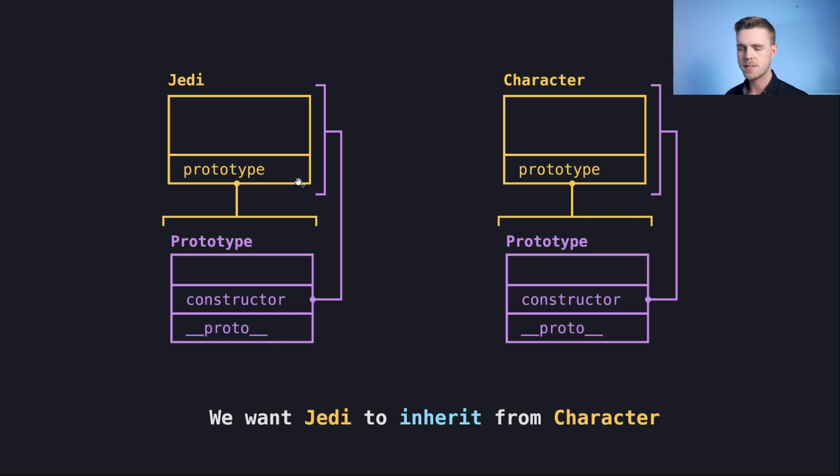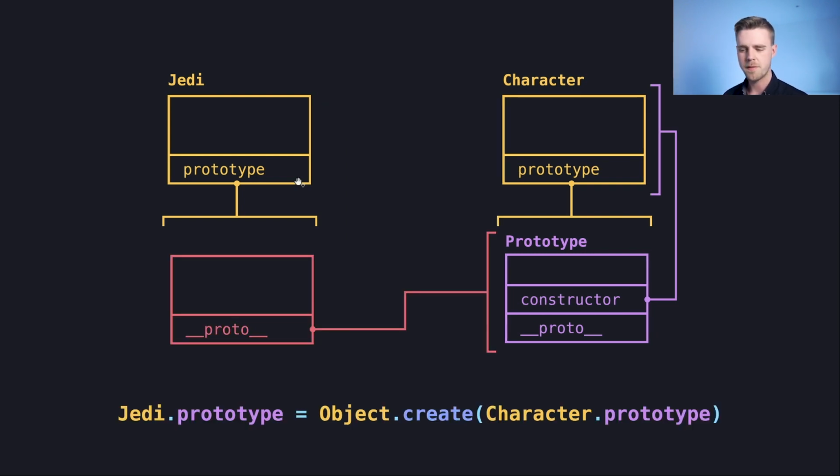We start off with the same example where we have the two separate constructor functions, and we want Jedi to inherit from character. And this is where it's slightly different. We're still overriding the Jedi's prototype, but instead now we're setting it to Object.create of character.prototype. So what exactly is happening here? Well, Object.create is creating a new empty object, and it's automatically setting its prototype to whatever object that we pass into the method. And in this case, we're passing in character.prototype, which is referencing this object.